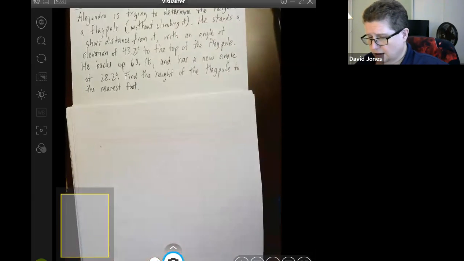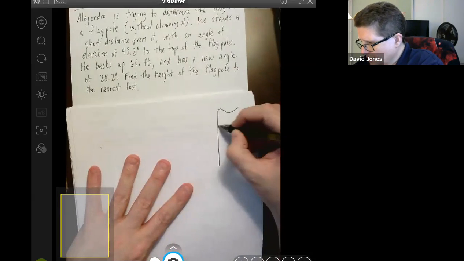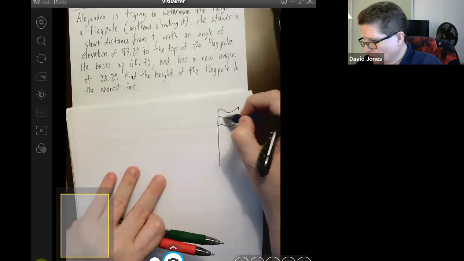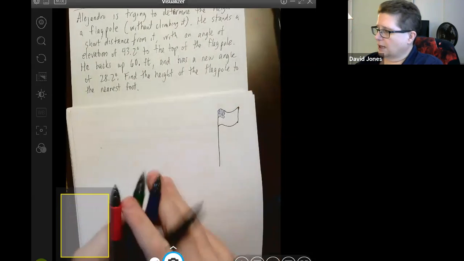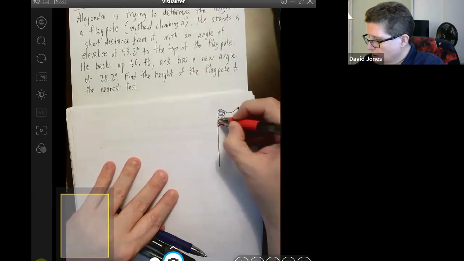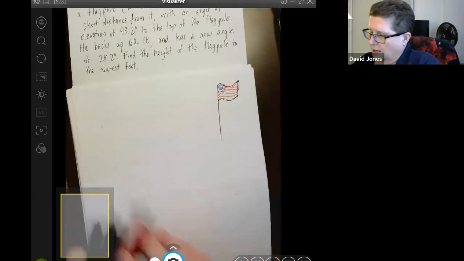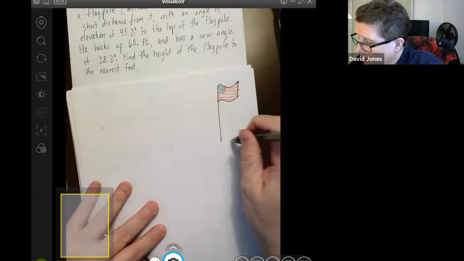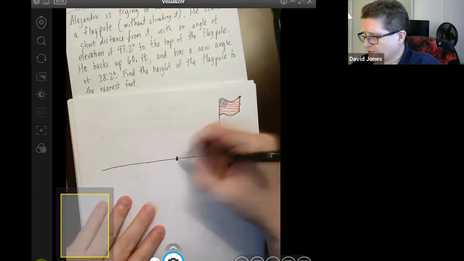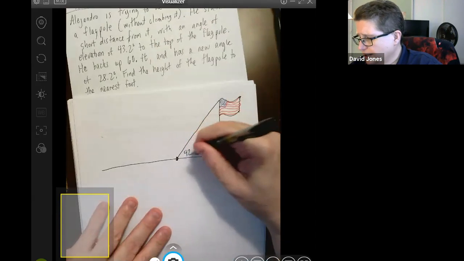So what do we have here? There's a flagpole here. And let's say there's a flag waving from the top. We've got our good old red, white, and blue in there. And the ground is flat. And Alejandro starts off at a distance from it. And to the top, it makes 43.2 degrees.